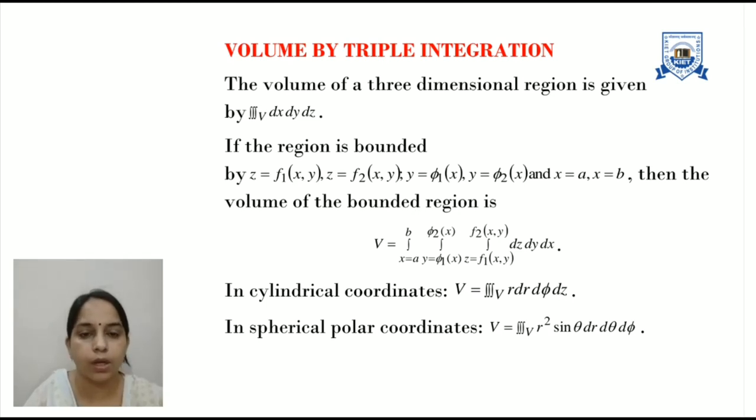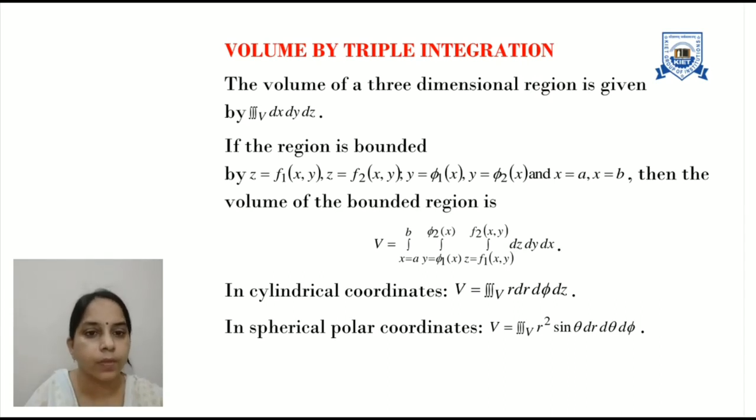Here we are to integrate with respect to z first, since the limit of z contains more number of variables than others. So first we integrate with respect to z, and after that with respect to y, since the limit of y has one variable, and in the last we will integrate with respect to x, since the limits of x are constant.